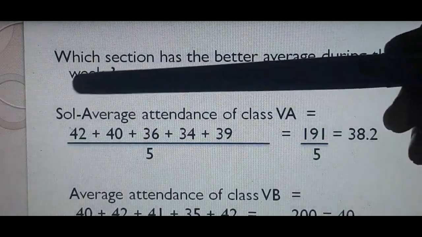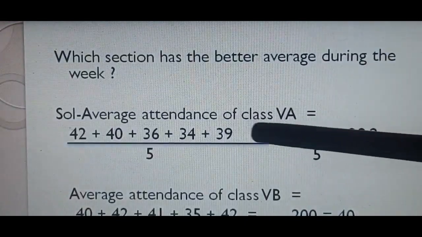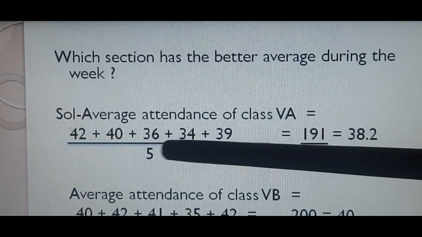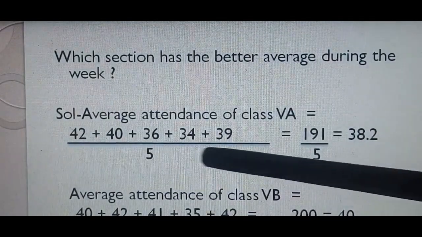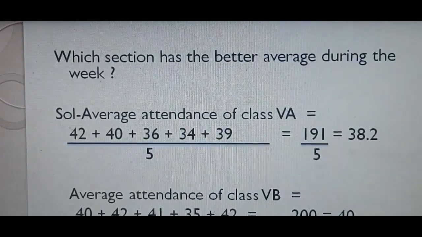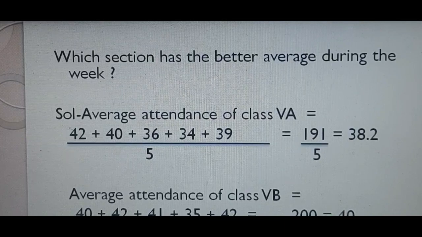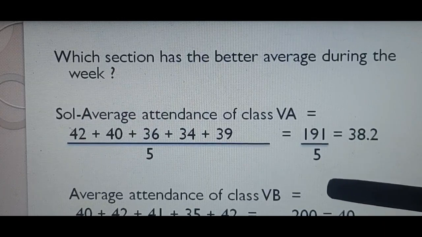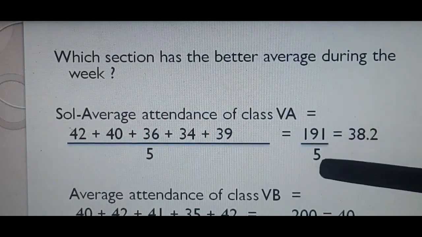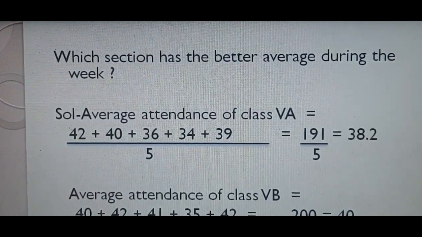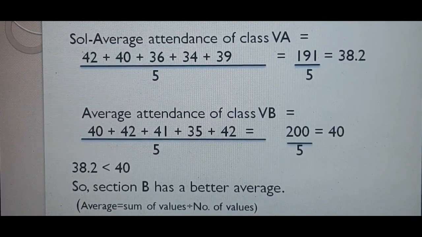Okay, so first of all we will start with the average attendance of class 5th A. 5 days attendance is given: Monday, Tuesday, Wednesday, Thursday, Friday. So we will add these 5: 42 plus 40 plus 36 plus 34 plus 39 upon 5. Have you all done the addition? 191 upon 5. Is it correct in your notebook? If yes, then it's okay. Otherwise do correction work. Now 191 divided by 5 will give 38.2. Right? You have done the calculation part and you have to match. If any calculation error is there, then correction work is needed.